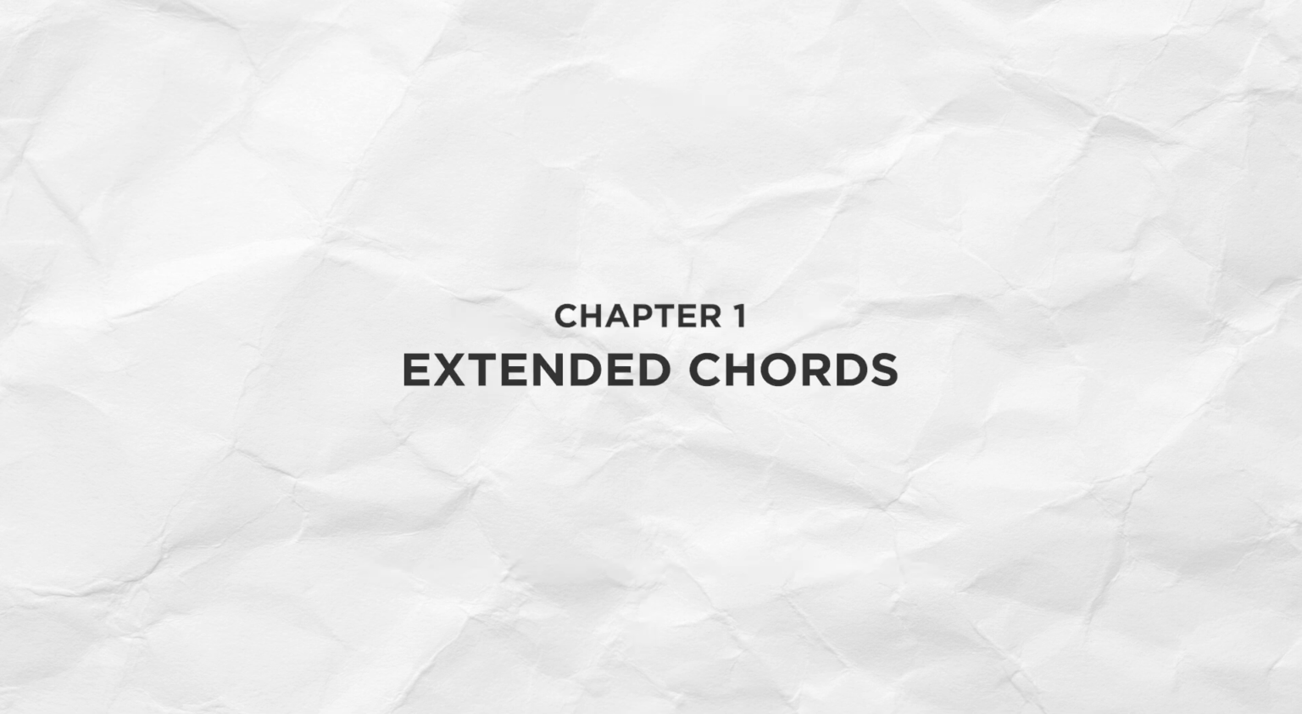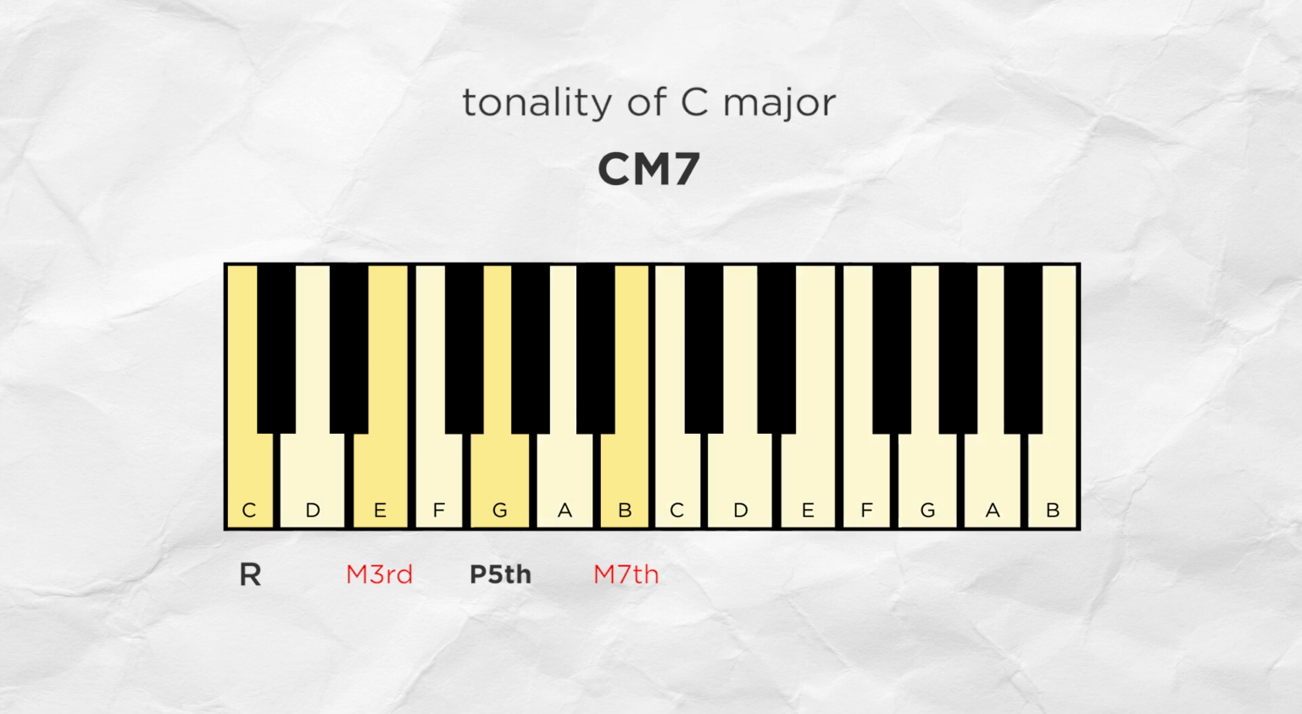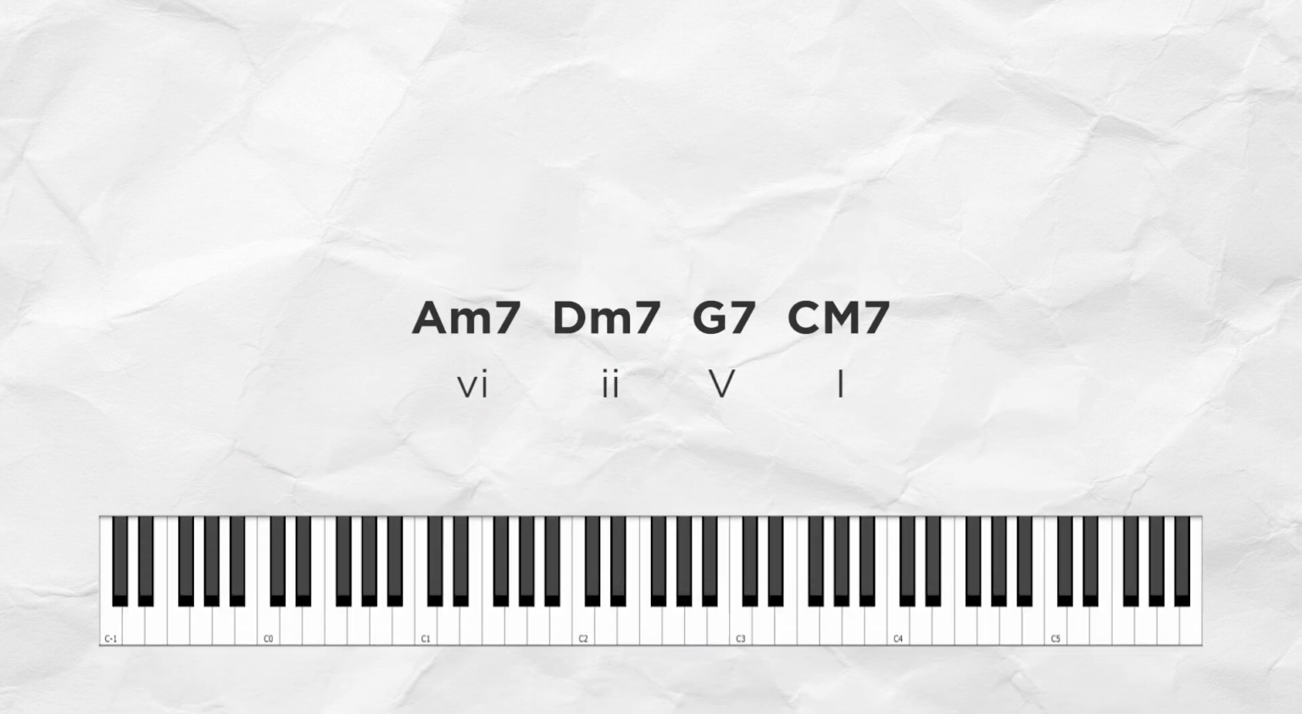So starting with the basics, we can start adding extensions to each chord. Each chord being made of a root note, a third, and a fifth, adding extensions means adding notes above that. To do that, we'll follow the notes of our tonality. Here we are in C major, so the notes of the scale are all the white keys. Basically, when we add extensions to a chord, we follow the notes of the scale and add one every two. So if we add just a seventh to each chord of the progression, it sounds like this.